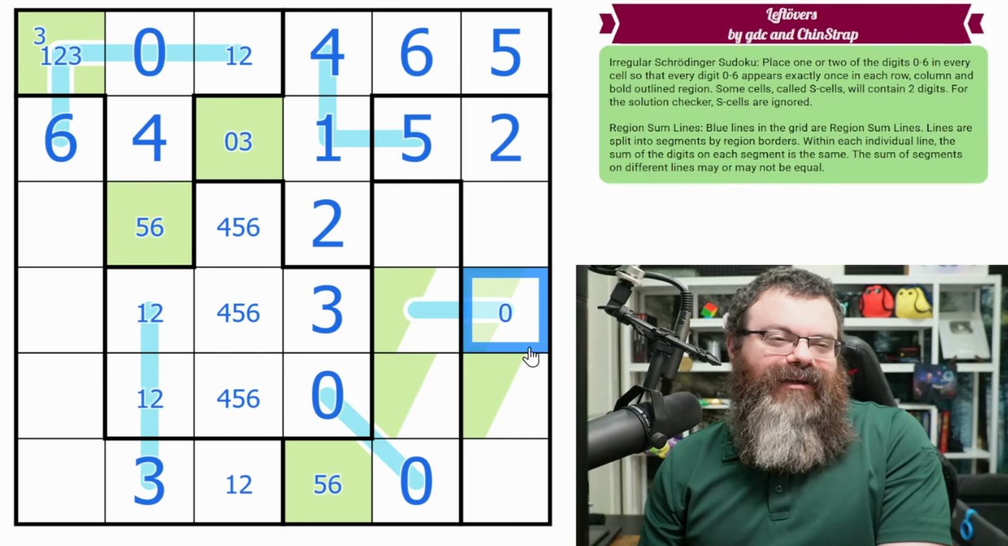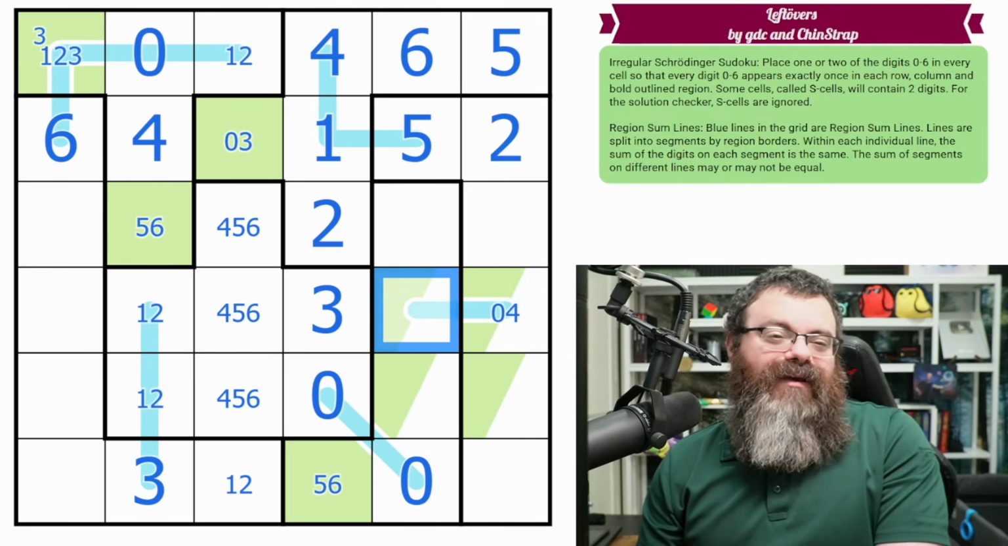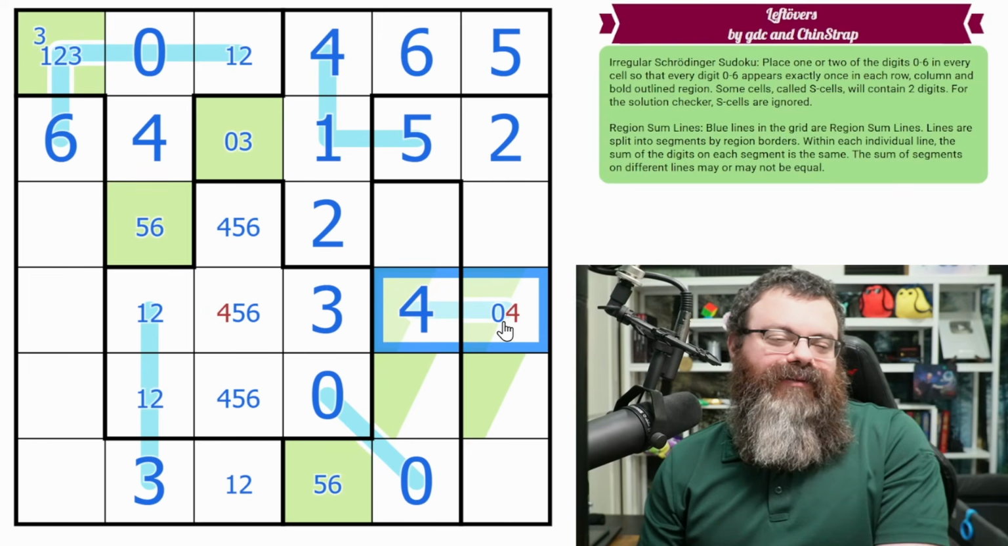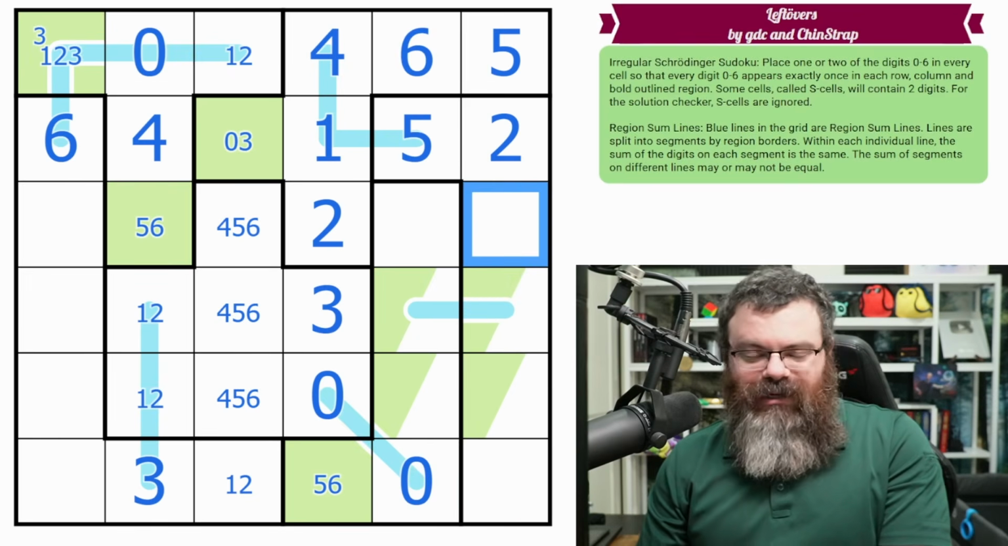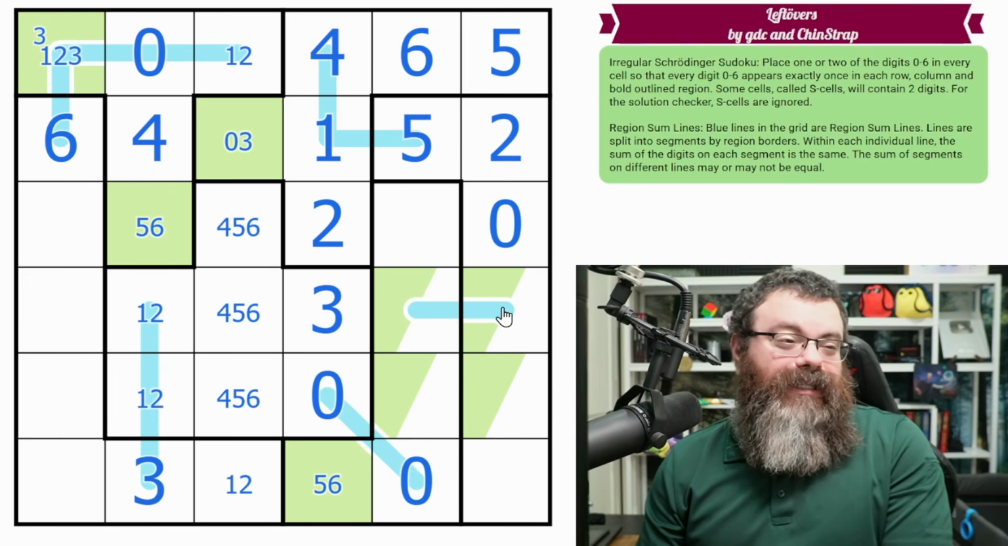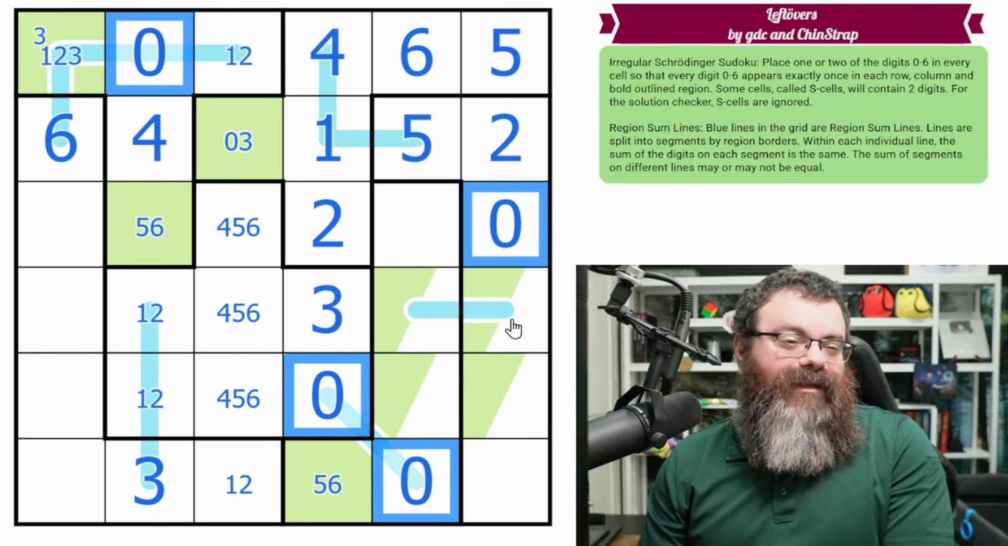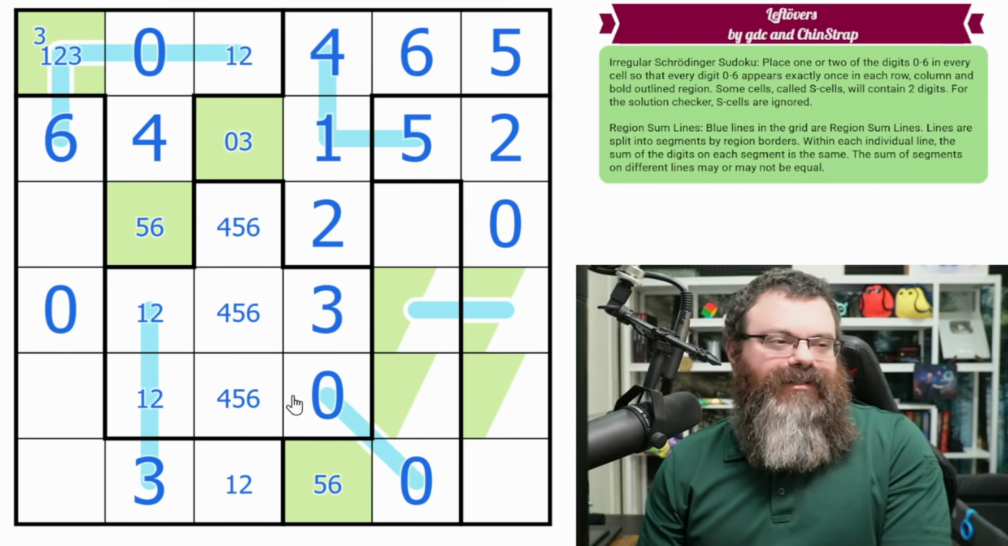But in the S cell, if you put a 0, then whatever other digit you put, like a 4, would have to be repeated here, and you can't repeat digits in the row. So no zeros involved here. So none of these are 0, which means the 0 for the column goes here, or the region. And then now the 0 goes here, and zeros are done. Okay.